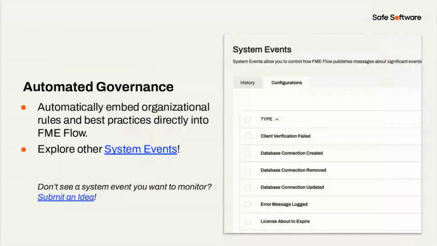So that demo there was just one example of how you can create automatic responses to things that are happening on your Flow instance. The system events is really what's driving it here, along with the automations. And there's a variety of events that you can pick from. It's definitely worth checking this out if you haven't looked before to see what type of events you can monitor.